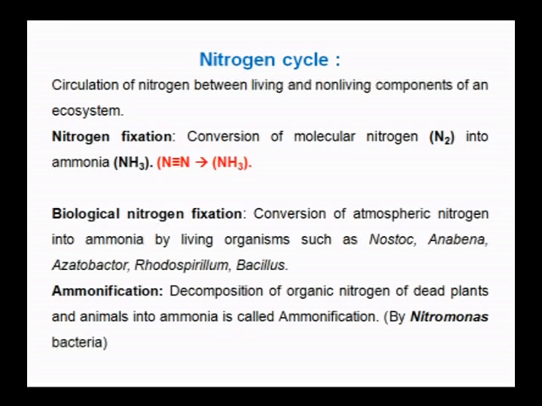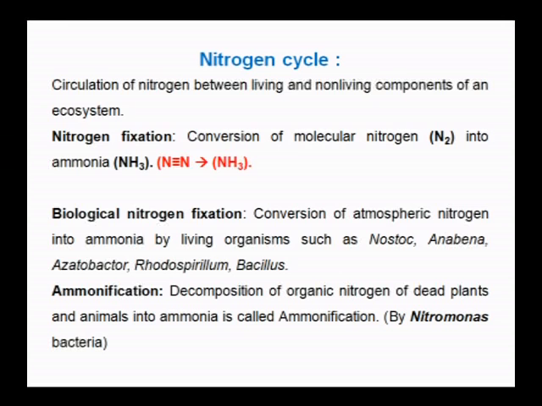In the atmosphere, nitrogen is in the form of nitrogen gas, in which 2 nitrogen atoms are joined together with the help of 3 covalent bonds. These strong covalent bonds are broken to produce ammonia. One nitrogen molecule produces a molecule of ammonia, a process called nitrogen fixation. This process takes place in 2 manners: biological nitrogen fixation and electrical nitrogen fixation.